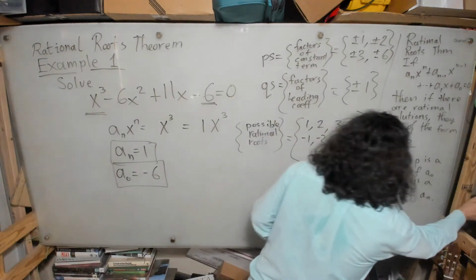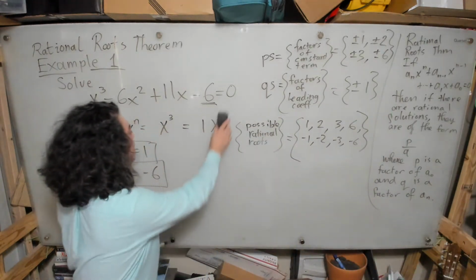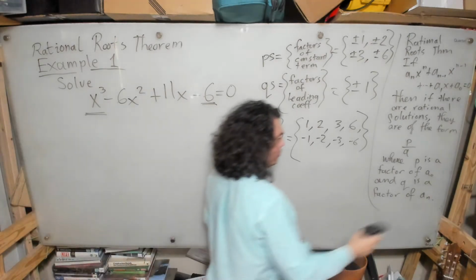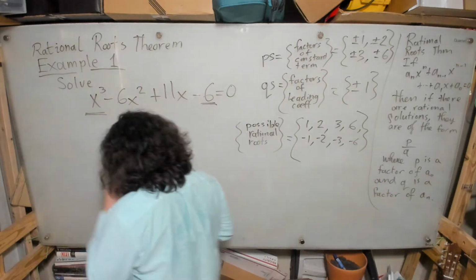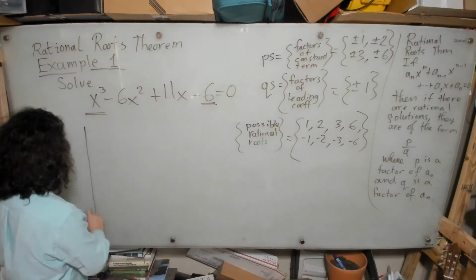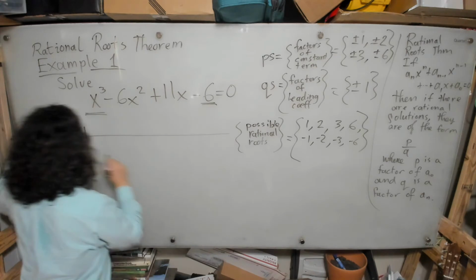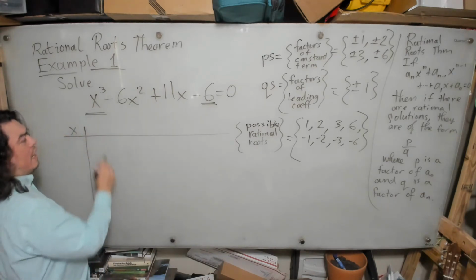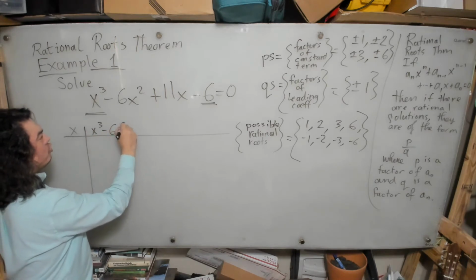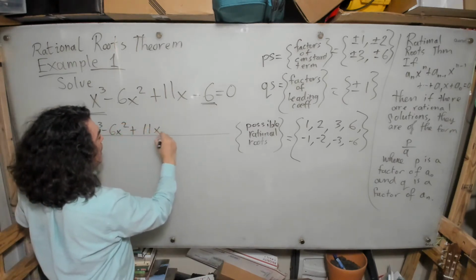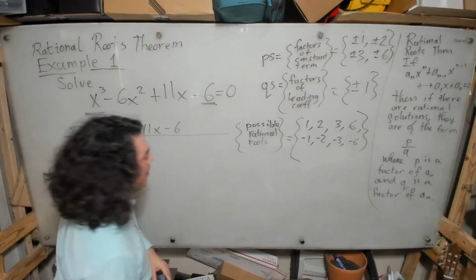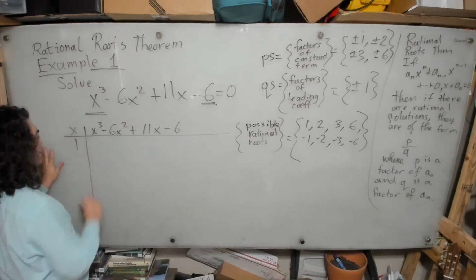Okay. So now let us actually do that. Let's actually test to see which one of these is a root, okay? So we can even make a table. This will be the x that I'm going to test, and this will be the expression, x cubed minus 6x squared plus 11x minus 6. I want to evaluate this expression at the value. Like, let's say if I take x equals 1.